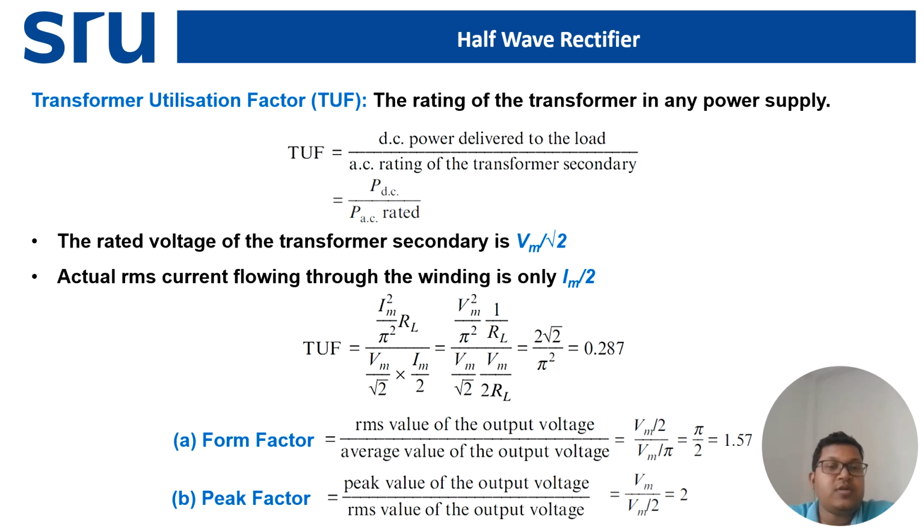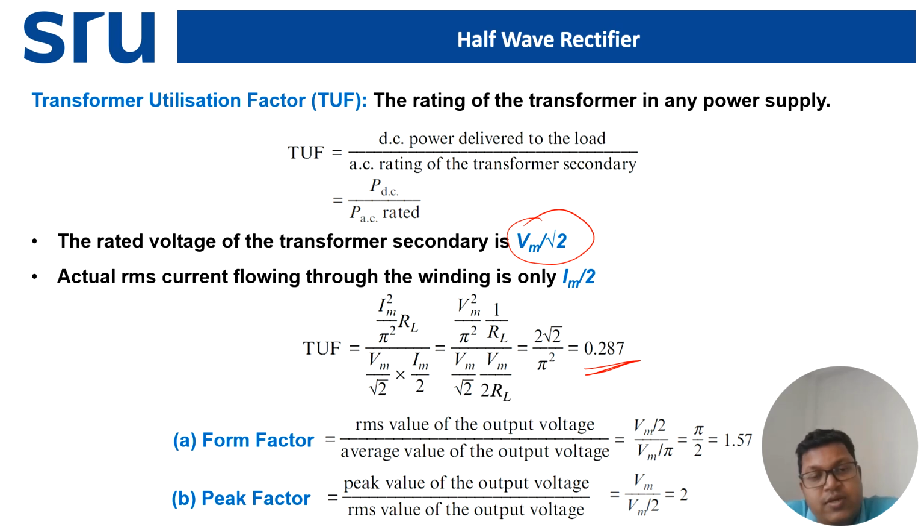The rated voltage of the transformer secondary is Vm by root 2. Sorry, it is Vm by root 2. So the actual RMS current flowing through the winding is only Im by 2, right? If you want to calculate TUF, PDC becomes Im by pi squared into Rm, and your PAC rated becomes Vm by root 2 into Im by 2. Finally, when we do the final solution, it becomes 2 root 2 divided by pi squared, which ultimately gives us the factor 0.287. That is the transformer utilization factor.